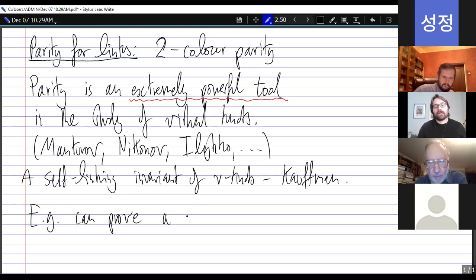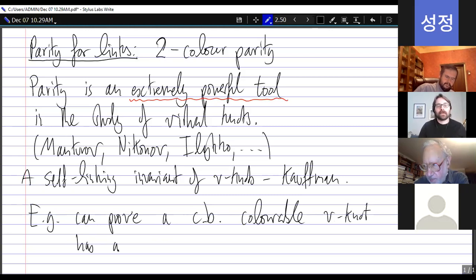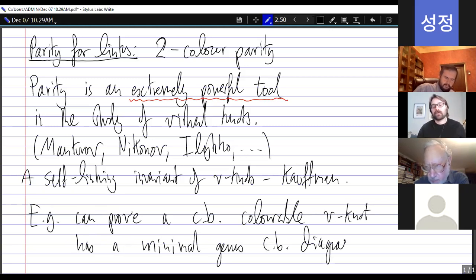a checkerboard, so I'll just call this CB, a checkerboard colorable knot, virtual knot, has a minimal genus checkerboard colorable diagram. And by minimal genus here, I mean it's the genus of the supporting surface, the genus of its Carter surface, as it's also known, is the smallest possible in the virtual knot class.